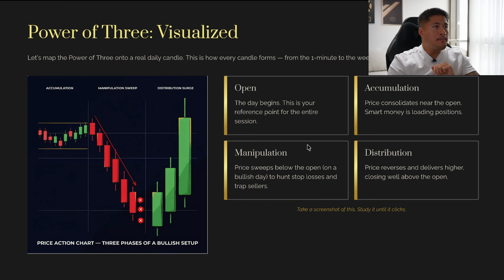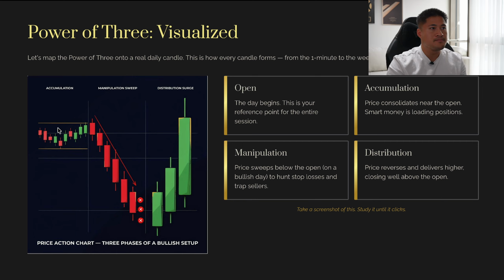So the power of 3 visualized, okay? Let's map the power of 3 onto a real daily candle. This is how every candle forms from the 1 minute to the weekly, all right? So let's continue on the left side first. Here you can see the accumulation, okay? The accumulation phase always looks like ranging, going up and down, basically back and forth, all right?